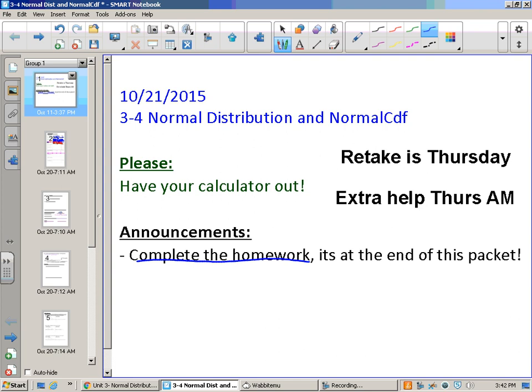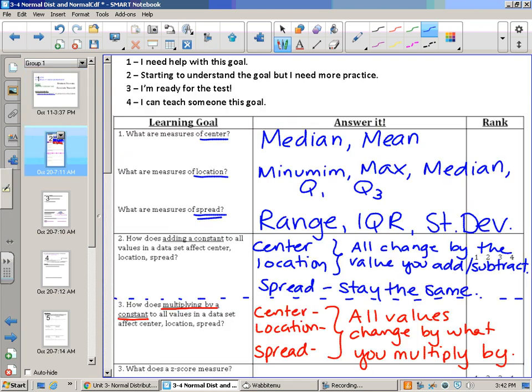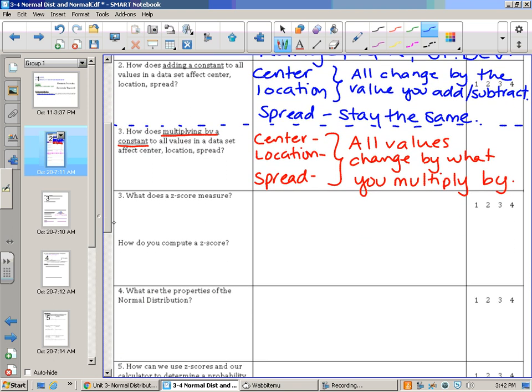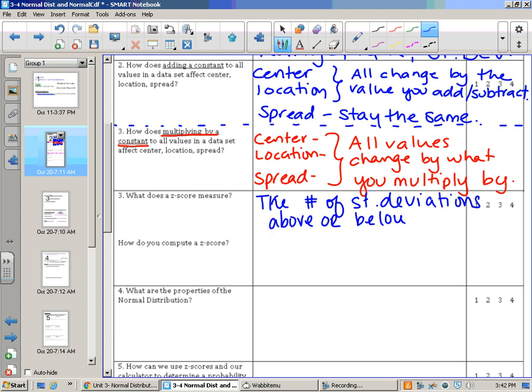So at this point on your looking ahead, you should have questions 1, 2, and 3 answered. And then repeat number 3, what does a z-score measure? So you should be able to write down that a z-score measures the number of standard deviations above or below the mean that a value lies.